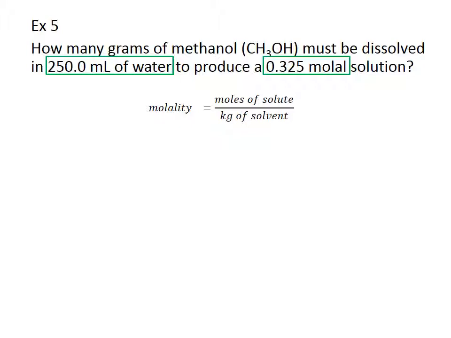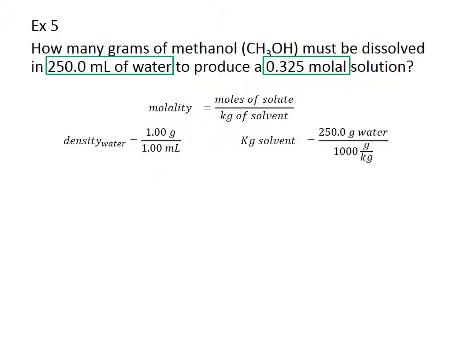But we don't have kilograms, we don't even have grams of solvent. So we first need to look at how we convert our 250 milliliters into grams or kilograms. We have to use the density of water, where the density of water is 1 gram per milliliter, meaning that 1 gram of water has a volume of 1 milliliter, or 1 milliliter of water has a mass of 1 gram. With that said, that means we have 250.0 grams. Then we convert our 250 grams of water into kilograms by dividing by 1,000.